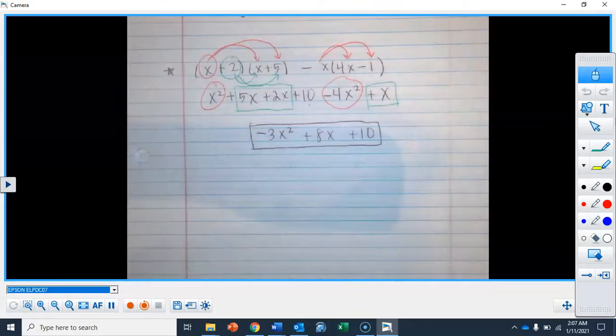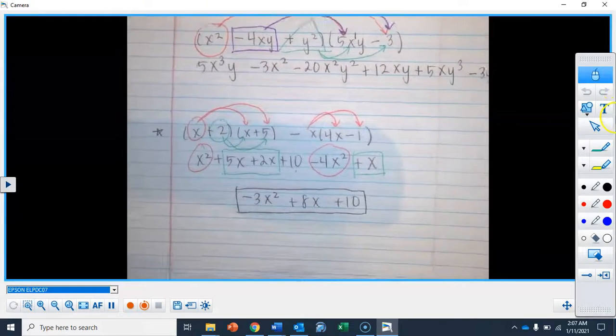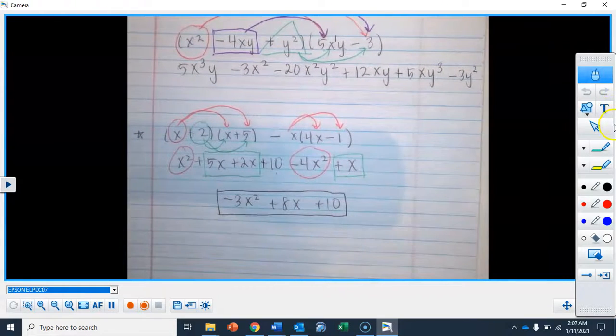All right, guys, this is multiplying polynomials. Again, today you will be doing more multiplying of polynomials, but I can't stress enough that we're doing special cases, so be ready, and I will see you guys later today.